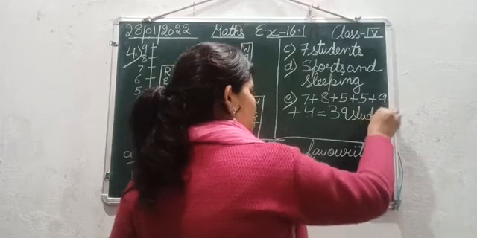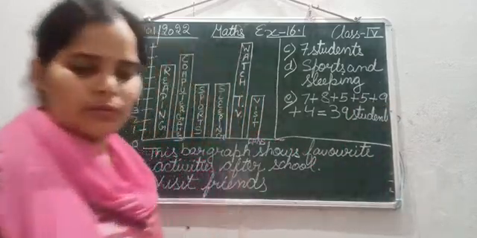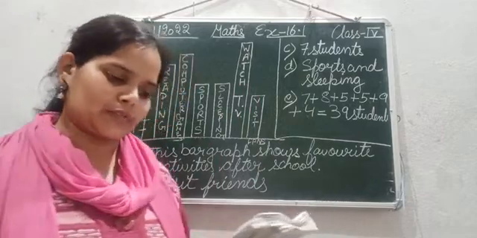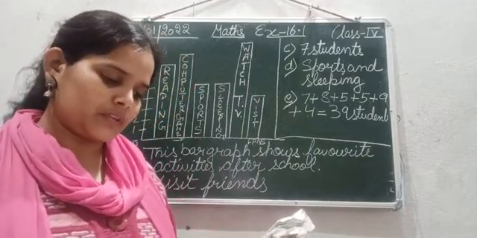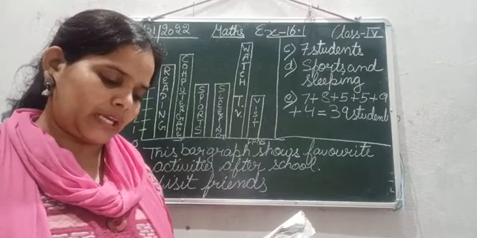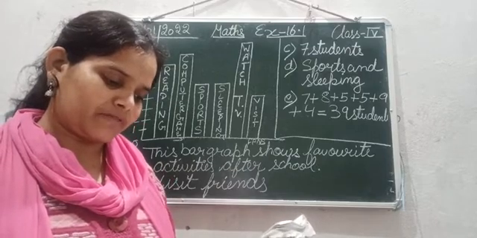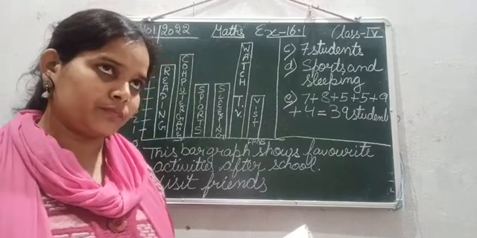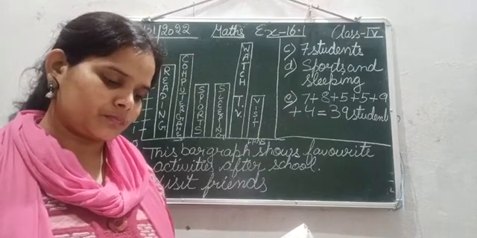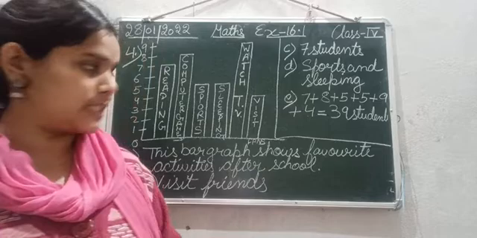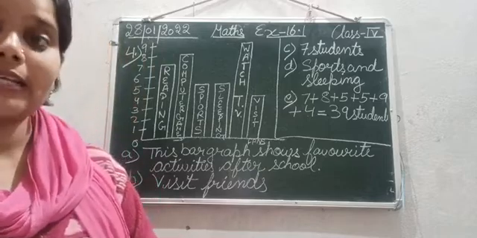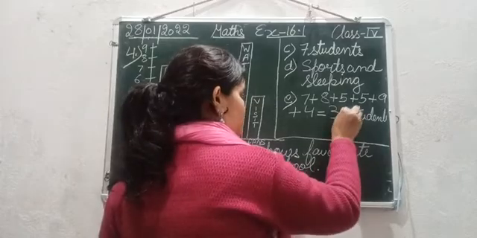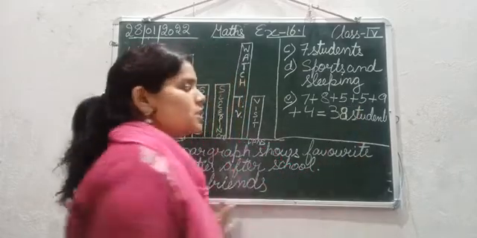That is total 39 students. Okay, let me just check from the book whether it is correct. So 7 and 8, that is 15, 15 plus 5, 20, 25, 25 plus 9, 34, 34 plus 4, that is 38. Not 39, that is 38. So how many students were surveyed? So 38 students were surveyed.